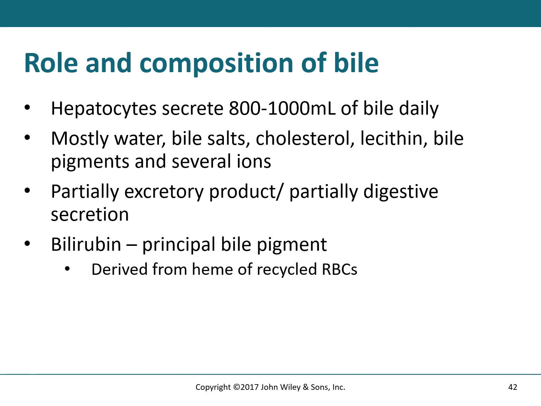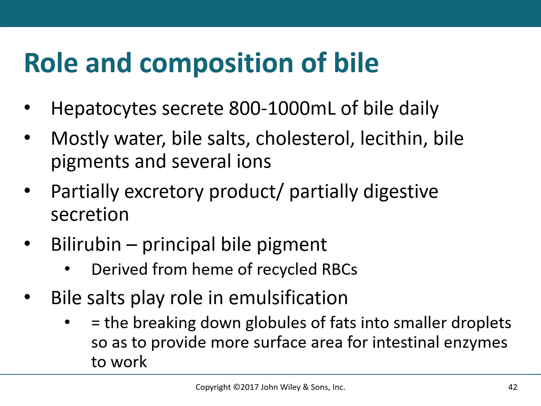So the principal pigment, I said there's several bile pigments. The principal pigment that is present in bile is bilirubin. And this is actually derived from the heme of red blood cells after they're phagocytized. So basically you're breaking down the heme and releasing this bilirubin into bile, and this is what's going to give it its greenish color.